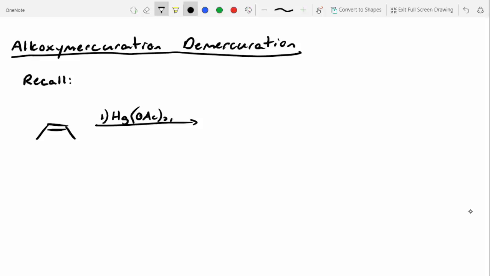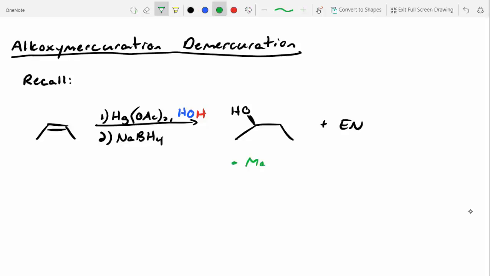HgOAc2. And then we used water, and I'm going to abbreviate that. And then in the second step, what did we use to reduce off the mercury? Yeah, NaBH4. Same reagent we use for reducing ketones and aldehydes, but it's also a good reducing agent to remove that mercury from Chapter 9. When we do this, we get an alcohol installed, and we typically end up with an enantiomer out as well. If you remember, this always goes through Markovnikov addition.